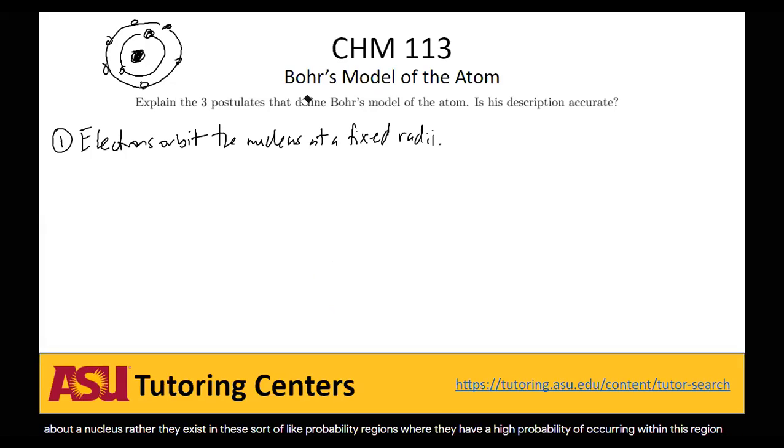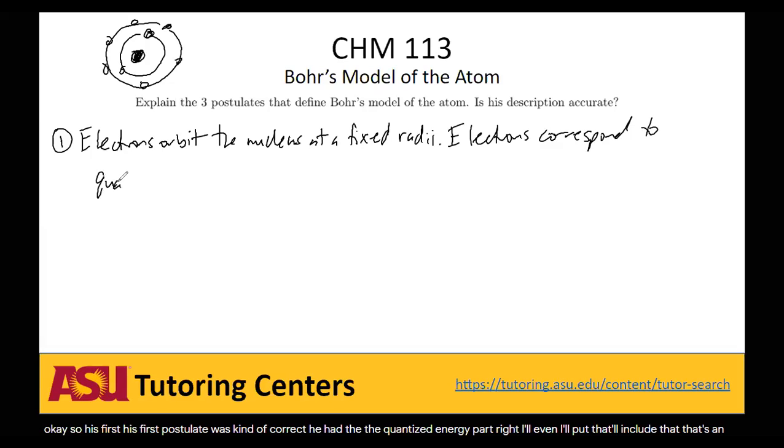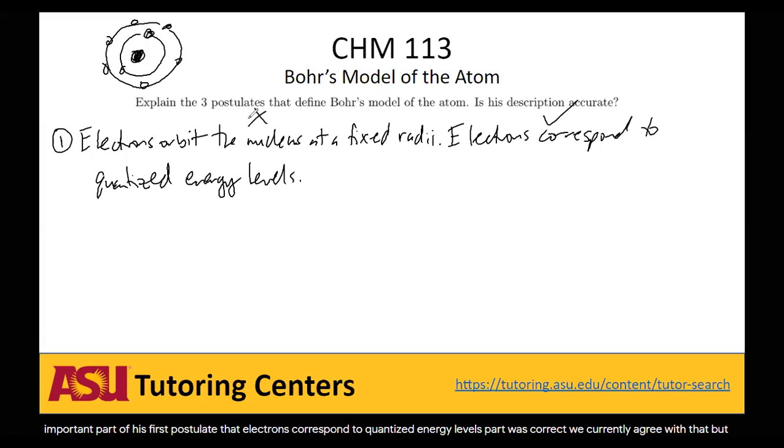So his first postulate was kind of correct. He had the quantized energy part right, and I'll include that because it's an important part of his first postulate: that electrons correspond to quantized energy levels. This part was correct, and we currently agree with that. But this part we no longer agree with. We don't think they orbit at fixed radii. We instead think they exist within these probability orbitals.